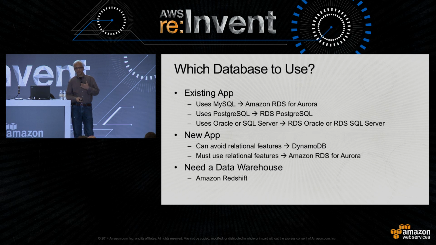And so if you have an existing application, it probably has a database it uses. If it's Oracle or SQL Server or Postgres, you use the respective version of RDS. It's a no-brainer. If you're using MySQL, we think that you're going to be most happy with RDS for Aurora once it comes out of preview, and you should try it during preview to see how you like it.